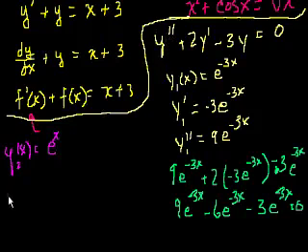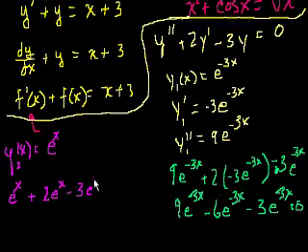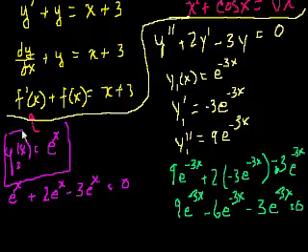So the second derivative of y2 is just e to the x, plus 2 times the first derivative. What is that? Well, the first derivative of e to the x is still e to the x, so 2e to the x, minus 3 times the function, minus 3e to the x. Well, 1 plus 2 minus 3 equals 0 again. So this was also a solution to this differential equation.